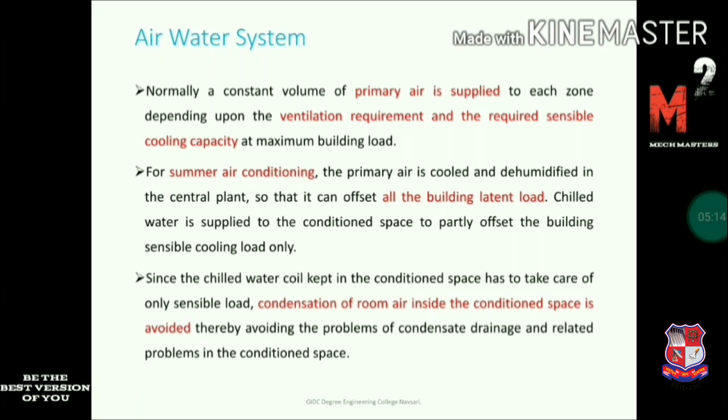So according to the ventilation requirement, we maintain the constant volume of the primary air. And the second one is the required sensible cooling load capacity. So according to the ventilation requirement and sensible cooling load capacity, we decide the constant volume of the primary air. Here we talk about summer air conditioning.